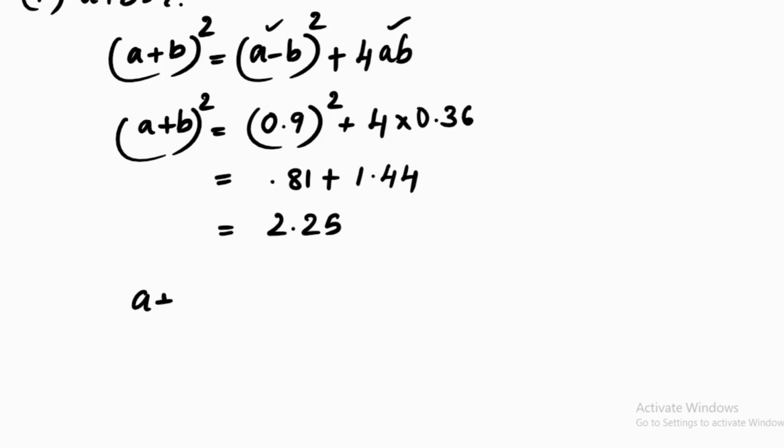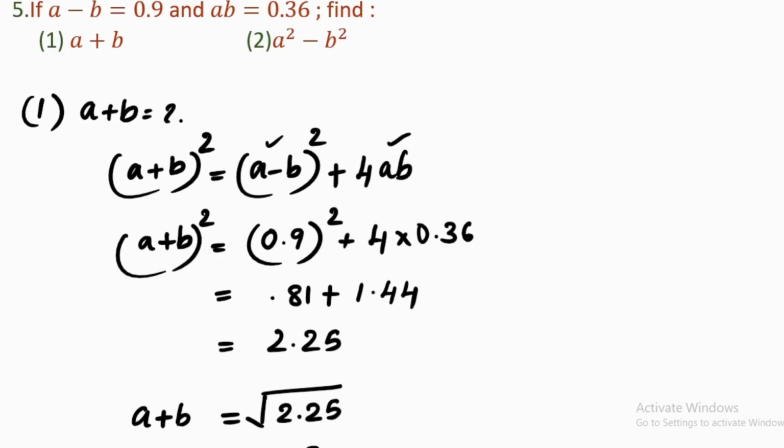So what is a plus b? If a plus b the whole square equals 2.25, a plus b equals square root of 2.25, right? And we know the square root of 2.25 is plus or minus 1.5. So the value of a plus b equals plus or minus 1.5. Now the second question is you have to find a square minus b square.